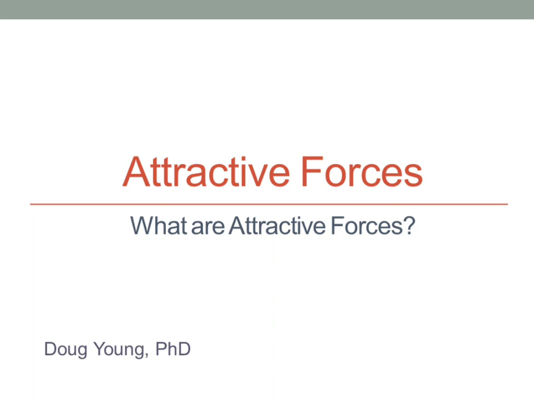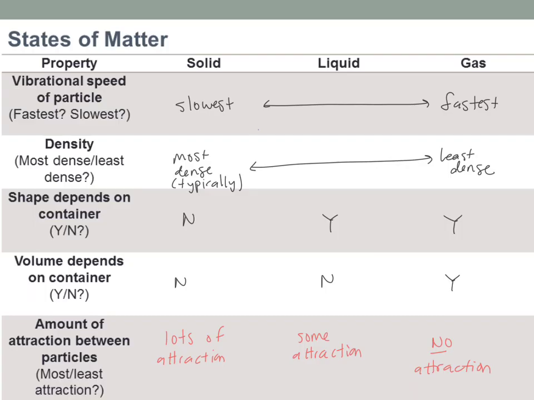In this first video we're just going to talk about what the attractive forces are and go through the various ones there are, like hydrogen bonding or ion-ion. If you remember from a previous video, when we were talking about the differences between solids, liquids and gases, we talked about how solids have really slow particle speeds, but gases have very fast ones, and that solids are typically more dense and gases are typically the least dense.